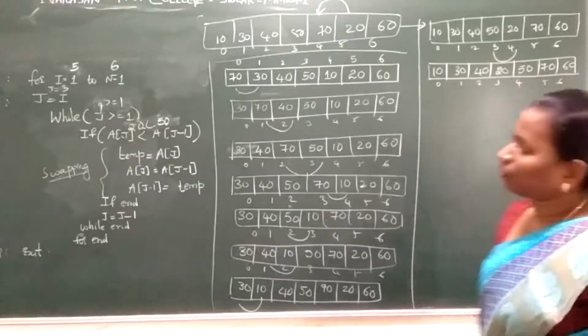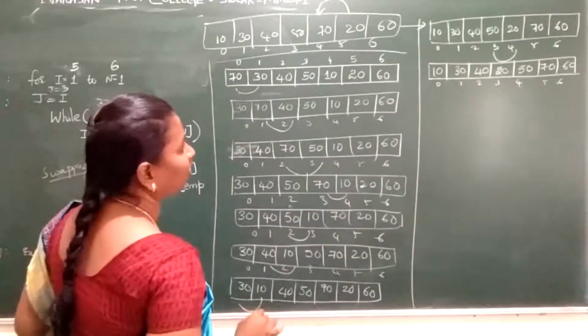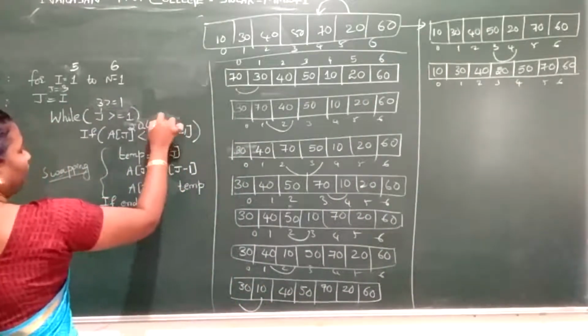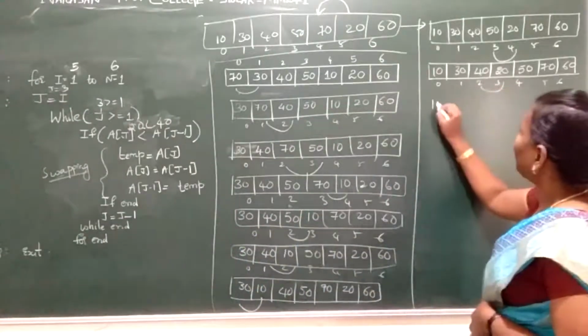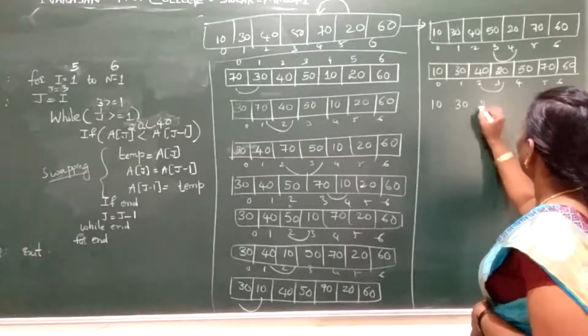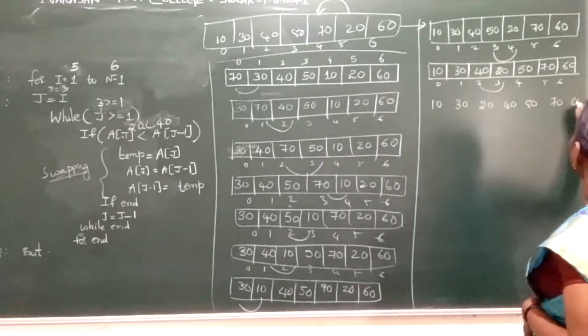So again J value gets incremented to 3. What is there in A of 3? I have 20 and here I have 40. 20 is less than 40. Yes, condition is true. Again there will be a swapping. 10, 30, 20, 40, 50, 70, 60.